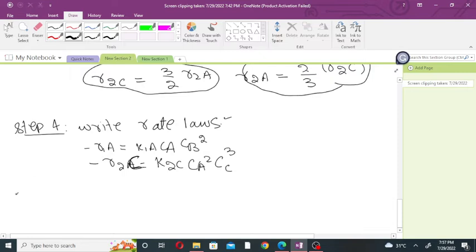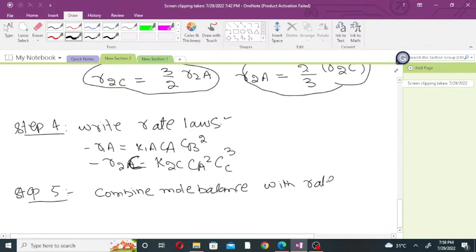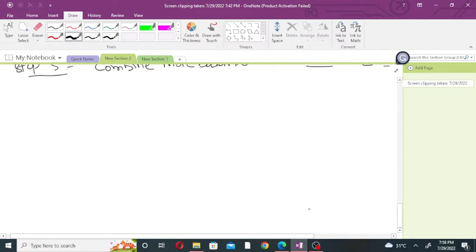Now what is step number 5? Step number 5: combine the mole balance with the net rates of components A, B, C and D. So net rate of component A is RA, net rate of component B is RB, component C is RC, and net rate of component D is RD. This was step number 5.